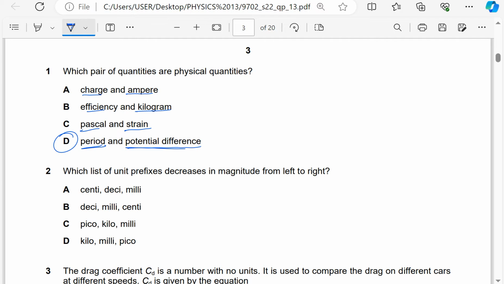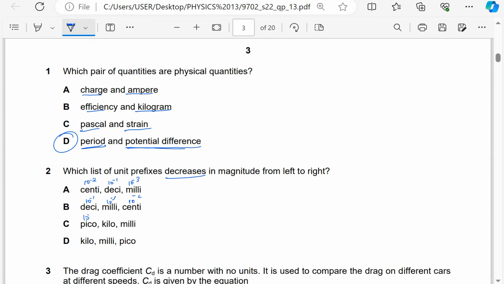Which list of unit prefixes decreases in magnitude from left to right? So we know cent is 10 to the power minus 2. Dec is 10 to the power of minus 1. Mil is 10 to the power of minus 3. So decreases, the highest should be, I think in this case, it would be dec. So dec is 10 power minus 1, then 10 power minus 3, 10 to the power of minus 2. So cent is bigger than milli.